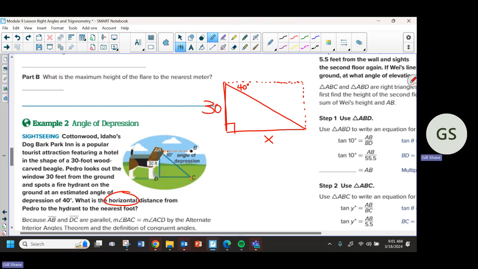So let's fill in some information. Here's your first step: I would just fill in information. Don't start trying to solve. You guys try to jump to solving too fast. Fill in what you know. Champs, what else do we know? We know that. So we're given that. But what else do we know if that's 40 degrees?